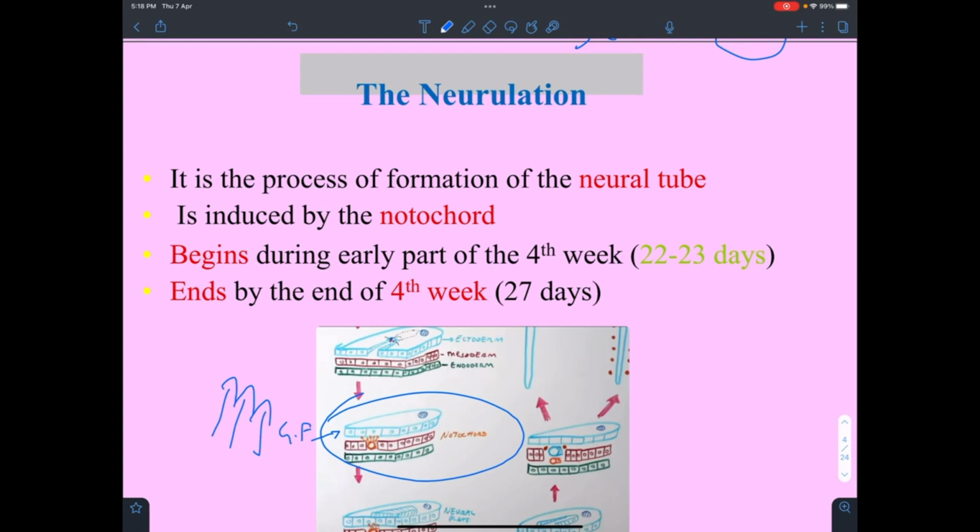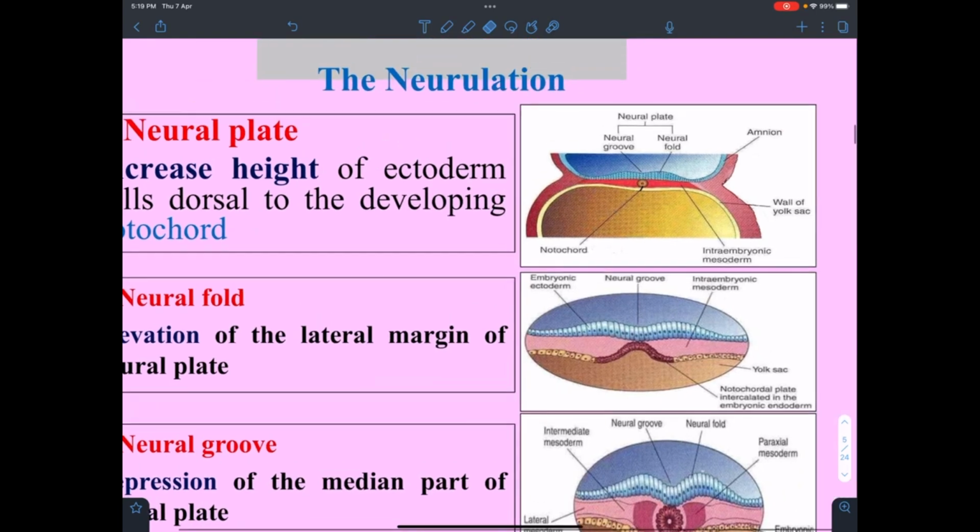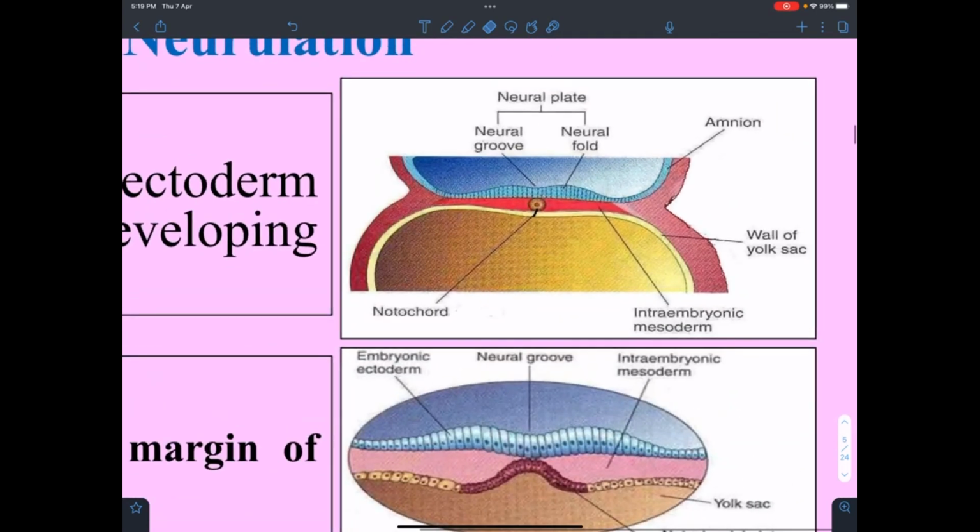So let's look into what happens. What happens next is that when the notochord releases growth factors to the ectodermal layer above it, how does it help in the formation of the neural tube? Let's see. By the beginning of the 4th week, here it is right here. Now let's translate some of this work. You see the notochord right here? We said it was going to release growth factors to the ectodermal layer above.